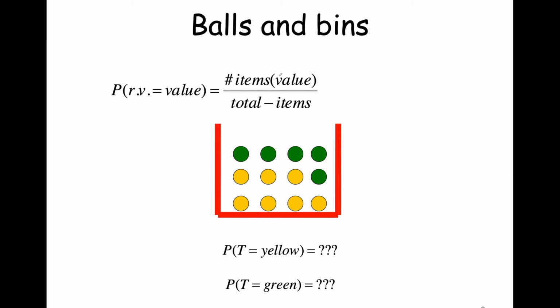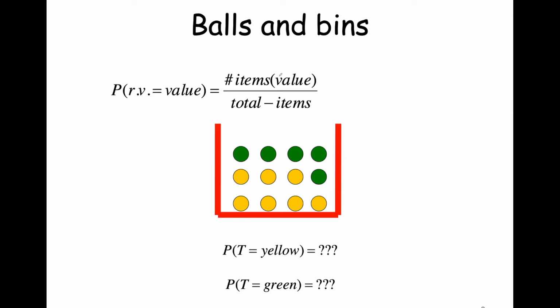So here is an example. This is a bin, and now you can't see what's in the bin. I'm just showing you what's in the bin in order to demonstrate the concept. We have the probability that some random variable, like T, is equal to some value, like the color of a ball, is computed as being the number of items that have that value, that's the number of favorable that we talked about, over the total number of items. That's the total number of outcomes that you can measure in this case.